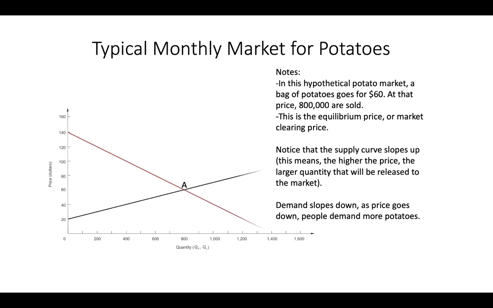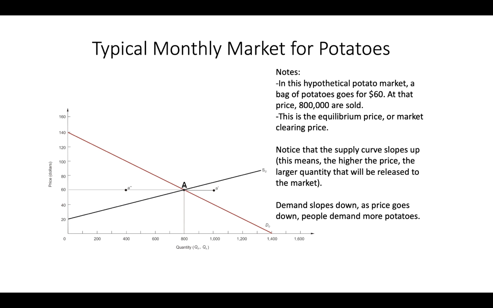All right, so if you look at this hypothetical market here, we're talking about tons a month that are sold. So maybe if you look at this equilibrium, there's 800 tons sold at a price of $60. This is the equilibrium price, 60, and the quantity is 800. Now, if you notice, the supply curve is upward sloping, and that is just because as the price goes higher, farmers or suppliers want to release more potatoes. So they're going to try to sell more if the price is higher. That's their signal to sell more. They want to get that price.